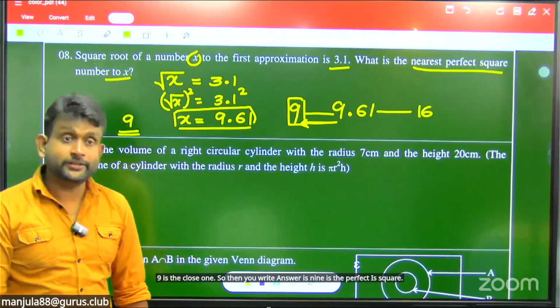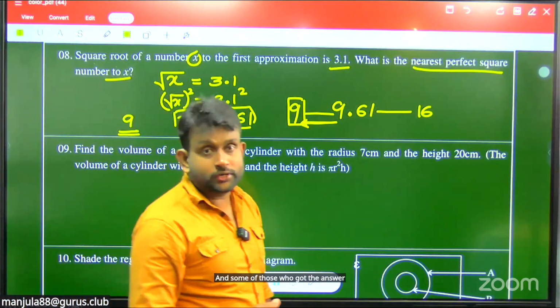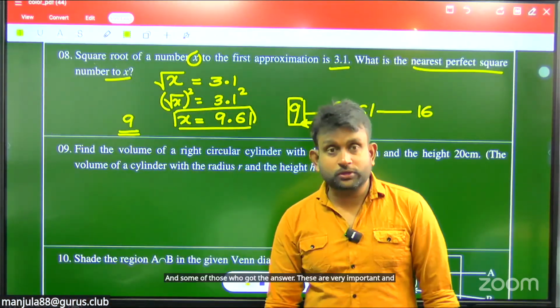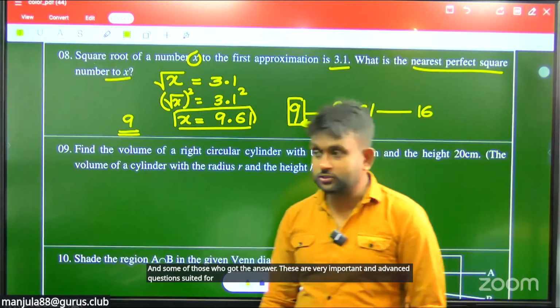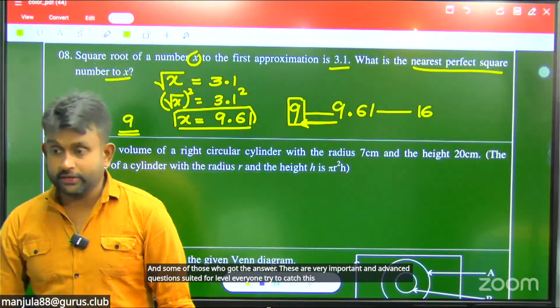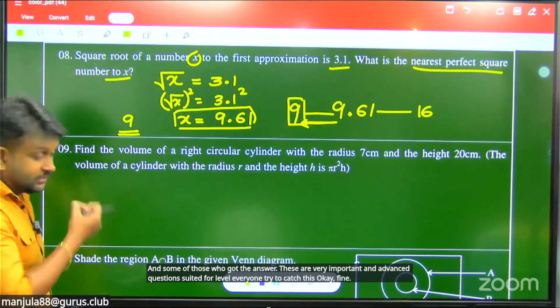Hands up those who got the answer. These are very important and advanced questions suited for O-level. Right? Everyone try to catch these. Okay, fine. If any doubts, send me a message.